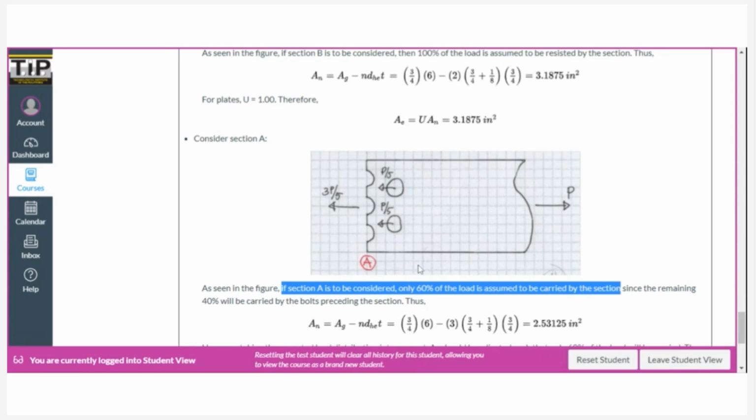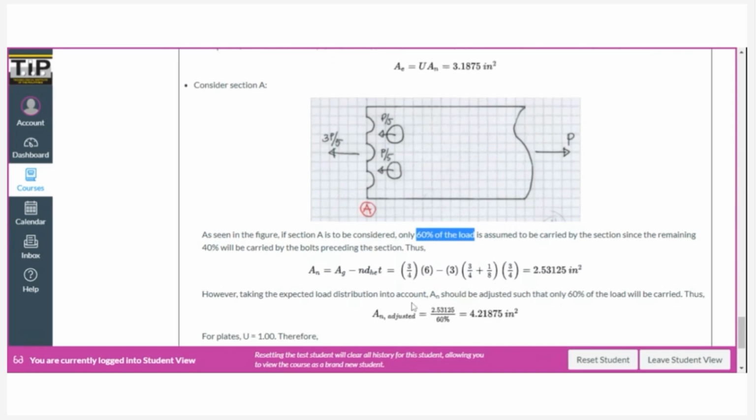Okay? So what will we do first? First, we solve for the net area of this section. So pretty much the same formula. The gross area, this one, and this time, since there are 3 holes, you use 3 here. So it becomes this way. However, this is not yet the net area to be considered here. If only 60% of the load is to be carried, we adjust the net area to take into account the expected load distribution.